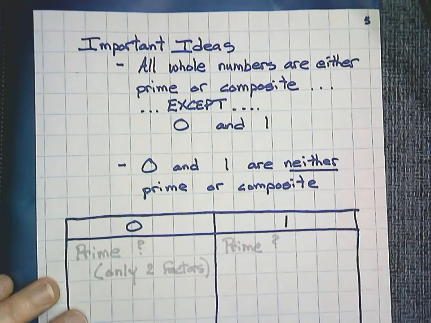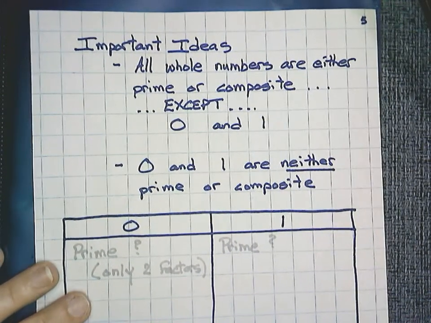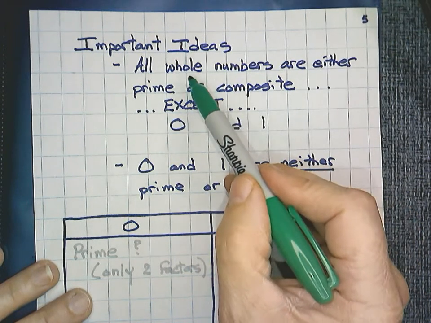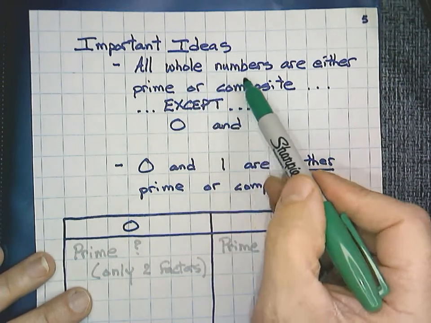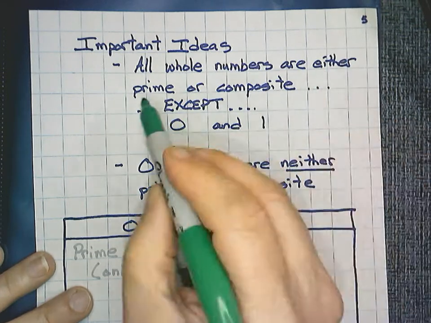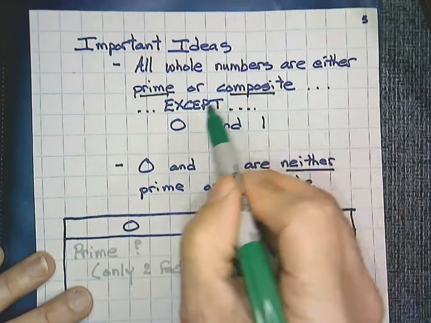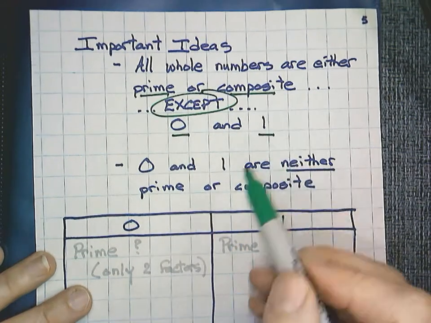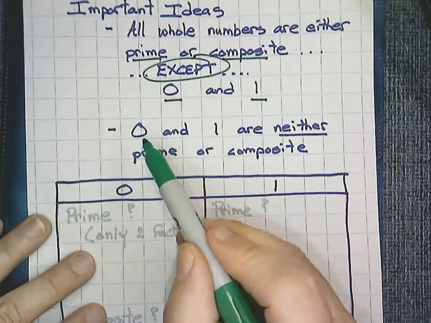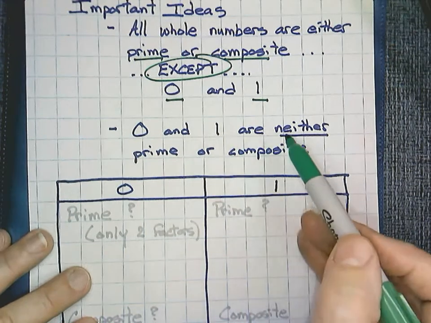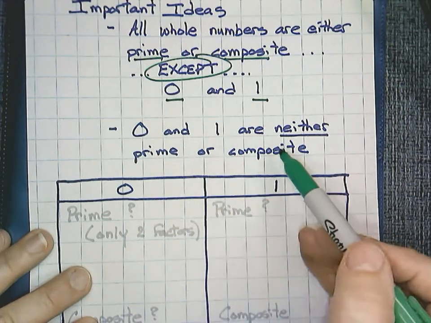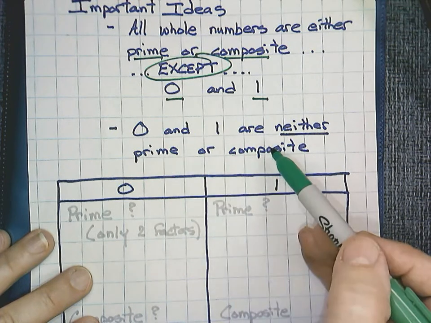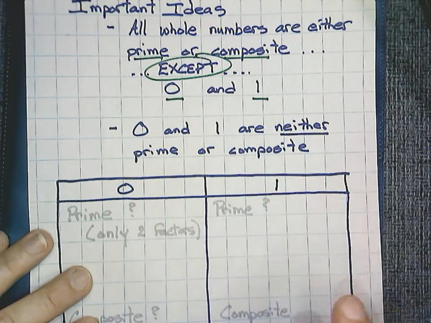Some important ideas with prime and composite. Remember again that all whole numbers, meaning not a fraction or a decimal, are either prime or composite except 0 and 1. So let's talk about that just for a second. 0 and 1 are neither prime nor composite. They're kind of like oddball numbers. They're not prime, but they're also not composite, so they're kind of odd.